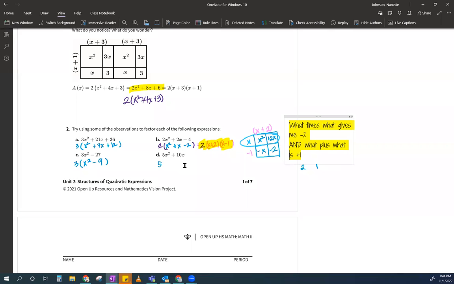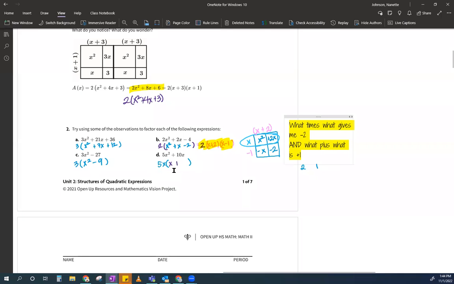Yes, very good. So I'm actually going to take a 5x out. I'm going to factor 5x out. Can you really quickly tell me what would go in here then? 5x times what would give me 5x squared? 5x times x. Very good. And then 5x times 2 would give me that.